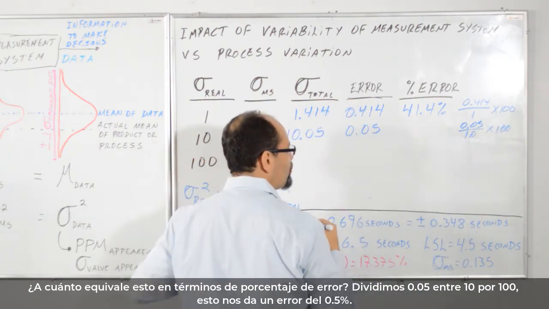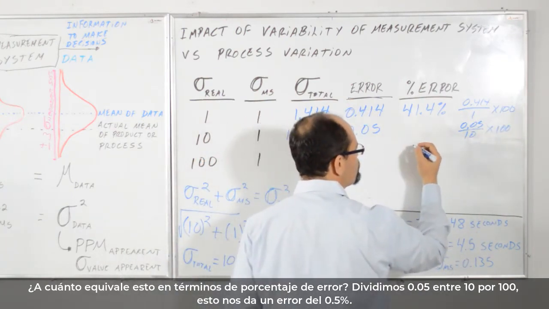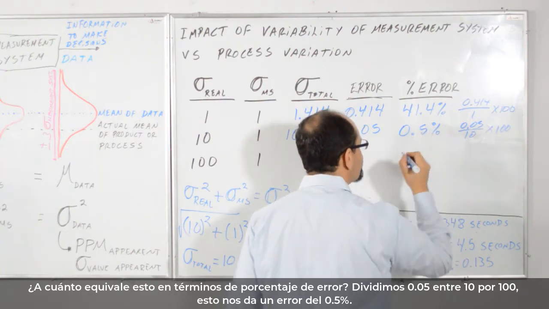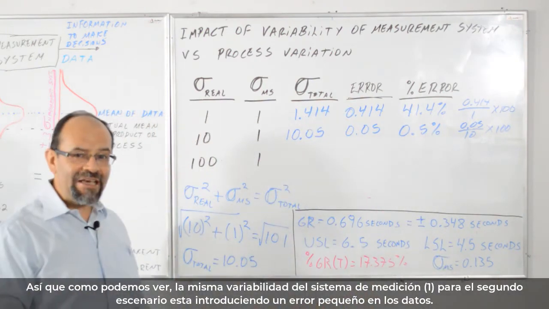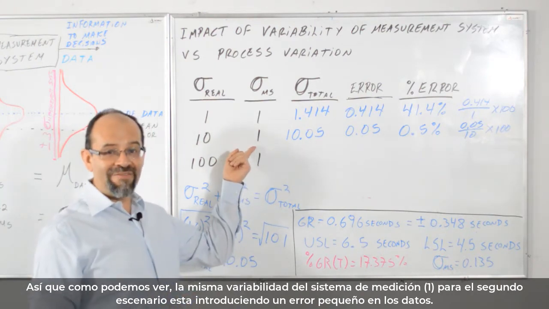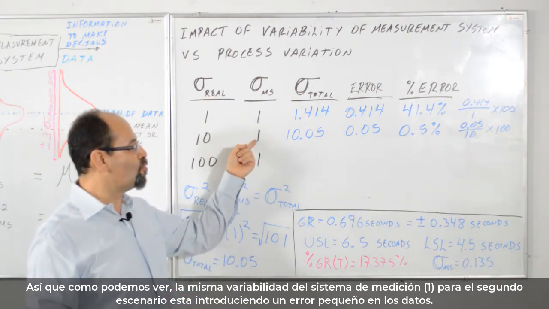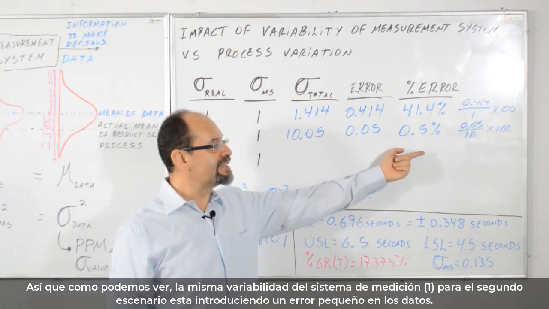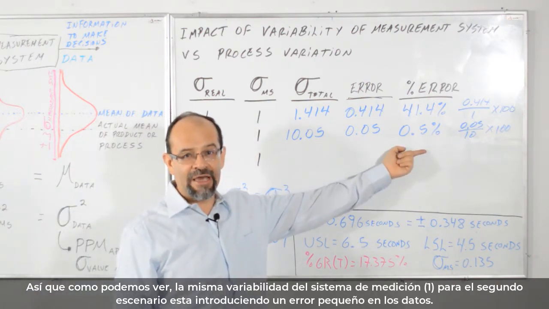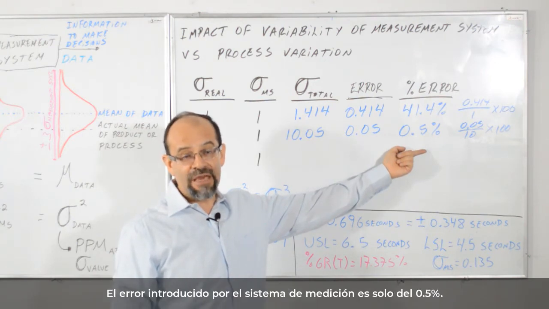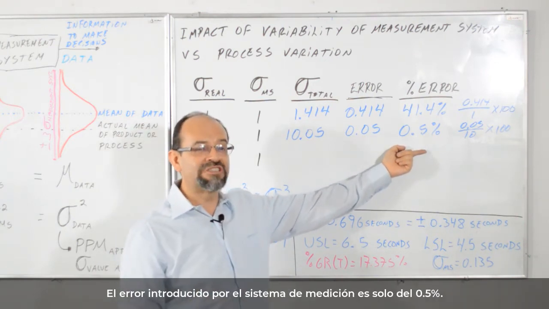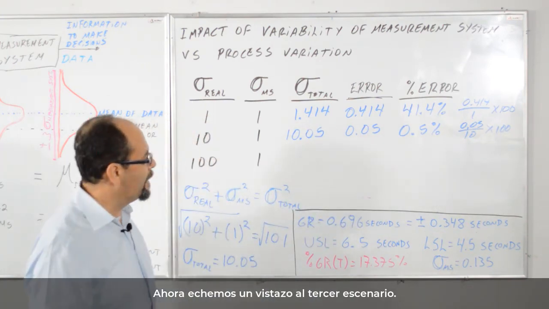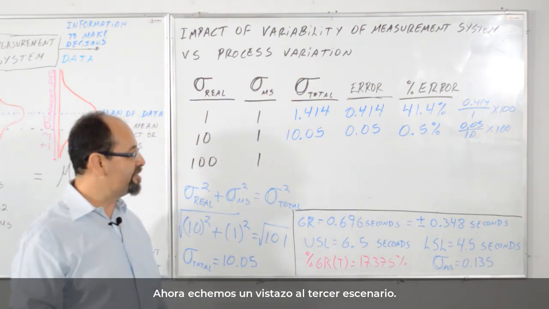That is an error of, let me see, 0.5%. So as you can see, the same variability on the measurement system of 1 for the second scenario is introducing a small error to the data. The error introduced by the measurement system is just 0.5%. And well, let's take a look at the third scenario.